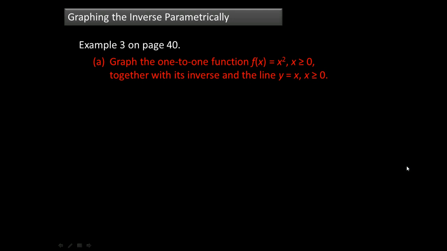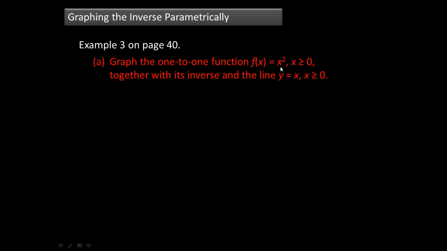Okay, example 3 on page 40. This sort of puts our parametric graphs to use that we talked about just a little bit ago in section 1.4. So part A says graph the one-to-one function f of x equals x squared with the domain that x is greater than or equal to 0. This is super important because if we didn't restrict this domain, this would not be a one-to-one function.